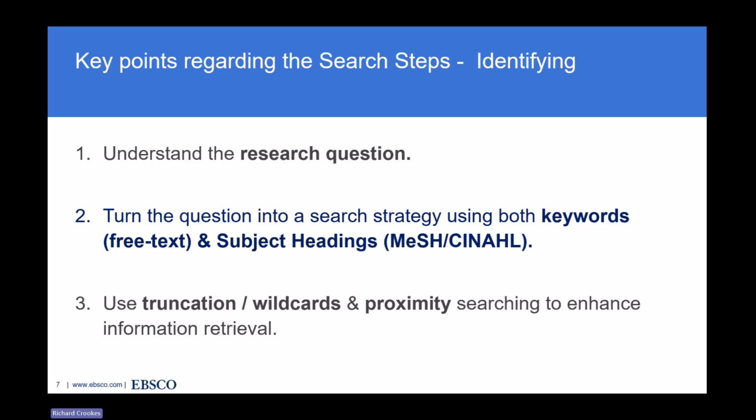So key points then regarding the search steps, taking account of what's just been said. We're looking at the identification of the evidence of the literature, the primary literature that's out there and indexed in the available databases. And I mentioned CINAHL and MEDLINE particularly. So we're going to understand the research question, identify what is the question, and we can then go from there to turn the question itself into an appropriate search strategy.